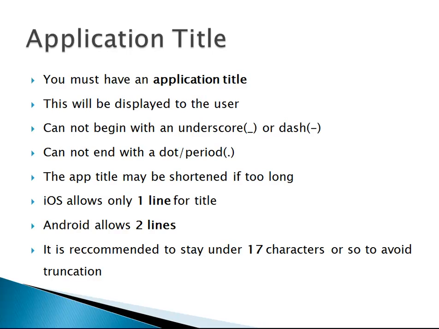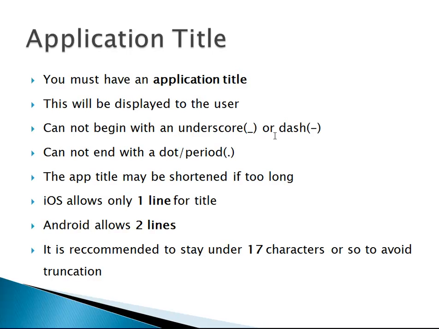So let's go over what we need, what we should have within our app. Okay, so we need an application title, and there's a couple rules to your title. This will actually be what's displayed to the user, so it should be very user friendly. It shouldn't be all lowercase. It can't begin with an underscore or a dash, and really shouldn't even have an underscore or a dash because it's not really a user-friendly name. That's more of a system name. It cannot end with a dot or a period.